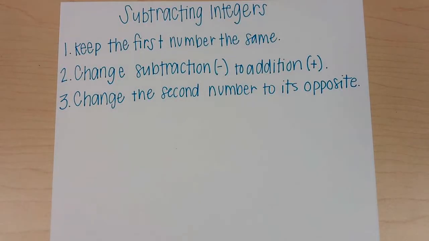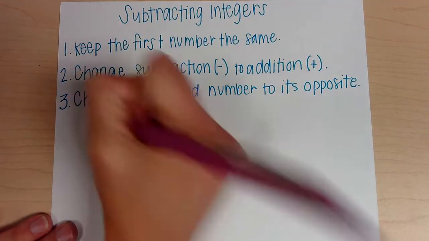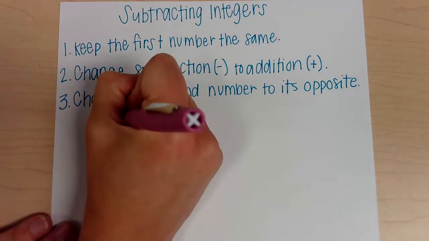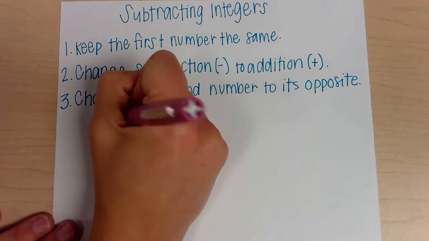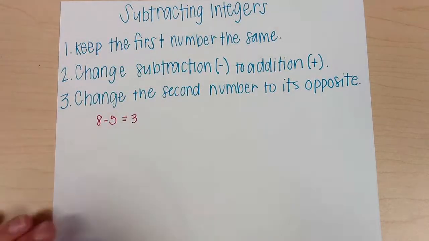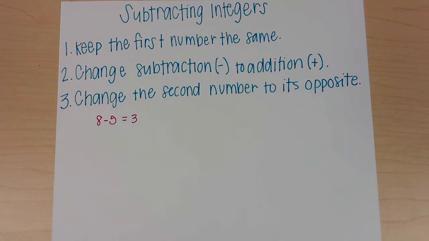So let's go ahead and try a problem that we already know. If I have 8 minus 5, we already know that 8 and 5 are both integers and they're both positive. And we know that 8 minus 5 is 3. But let's try our subtracting integer steps to see if this works.